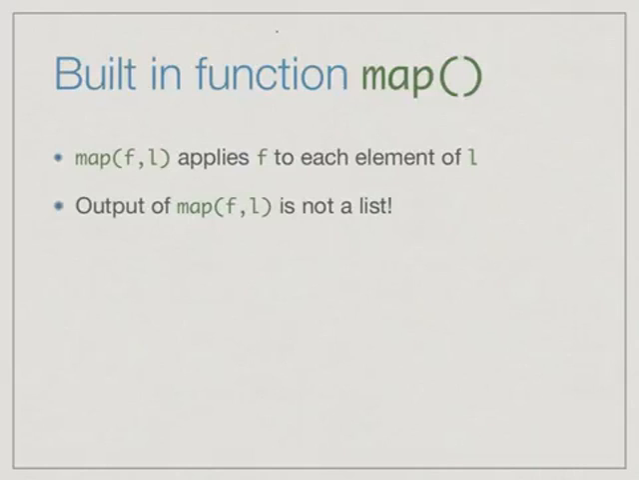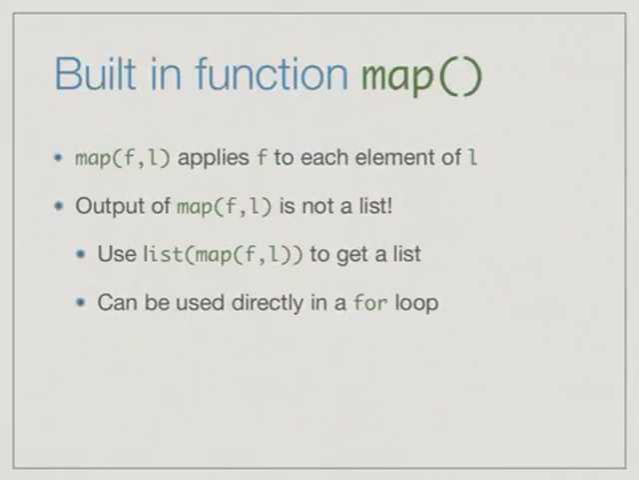Now, although you would think that if you take a list, say x1, x2, and you apply map and you get f of x1, f of x2, that the output of map should be another list. Unfortunately, in Python 3, and this is another difference between Python 3 and Python 2, the output of map is not a list. So you need to use the list function like we did before. So you need to say list of map f L to get a list.